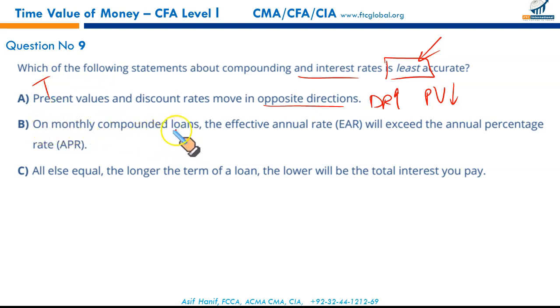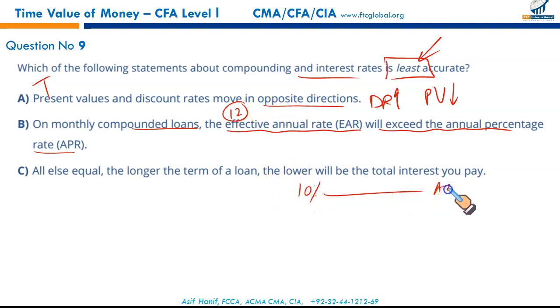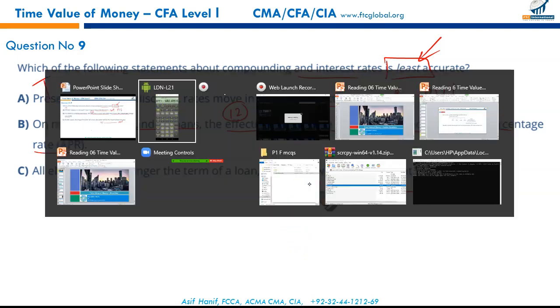On monthly compounded loans, the effective annual rate EAR will exceed the annual percentage rate. Yes, because monthly compounding means there are 12 times compounding. The frequency of compounding is 12 times in 1 year. We can verify this idea. I think we have done it. Do we have some slide here to assist? No. So we've just seen it in the previous discussion, or we can just take an example. Let's say 10% annual percentage rate. If it is compounded monthly, the effective rate will be more than this, and this will verify option B to be correct also. Let's do it.